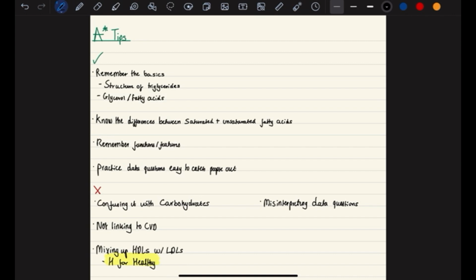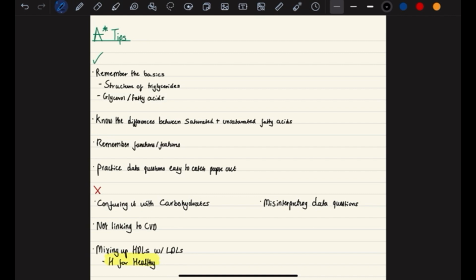Functions and features, I'll always stress it. Remember the feature and then say why that feature occurs. Yeah. So like for example, saturated fats having a higher melting point. Remember that's because of the lack of kinks, the lack of bends, so we can form stronger intermolecular forces. More energy is required to break them. That whole thought process, you just need to remember something like that so that you can mention it in the exam.